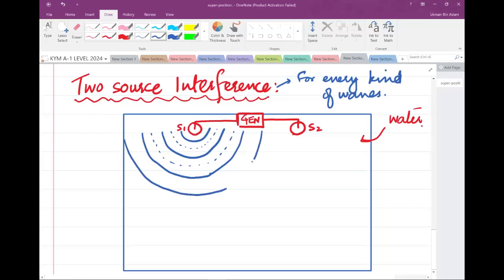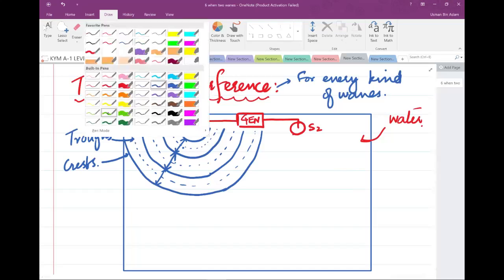I'm trying to keep the gap between these lines uniform and constant, because I'm drawing it freehand, so there is some variation possible in some places. The blue waves are coming from source S1. The gap between them is indicative of a wavelength. This is a wavelength, this is a wavelength, and this is a wavelength. The dotted line is indicating troughs, and the bold lines are indicating crests.